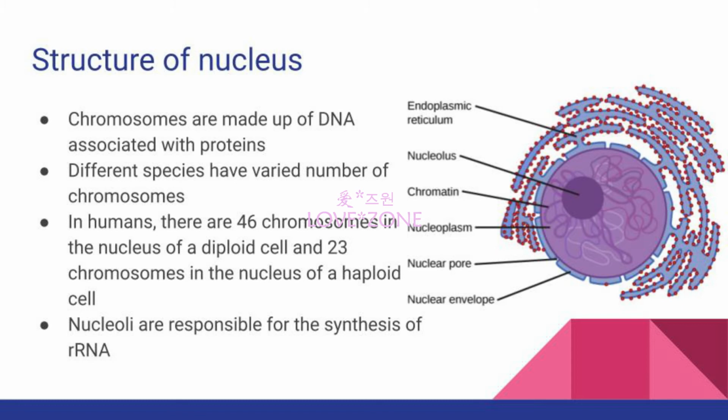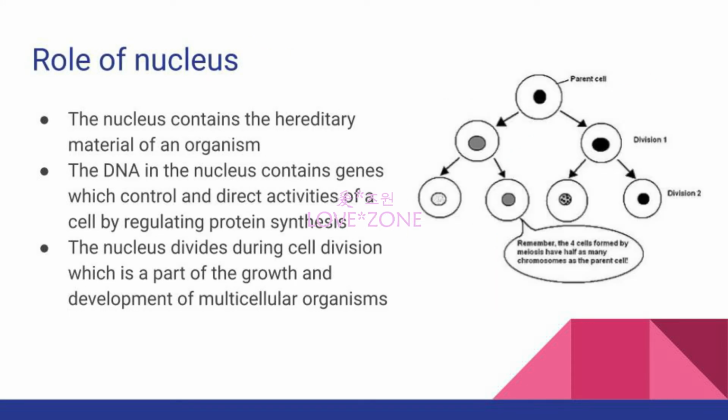For example, in humans, there are 46 chromosomes in the nucleus of a diploid cell and 23 chromosomes in the nucleus of a haploid cell. Nucleoli are responsible for the synthesis of ribosomal ribonucleic acid. The nucleus contains the hereditary material of an organism. The DNA in the nucleus contains genes which control and direct activities of a cell by regulating protein synthesis. The nucleus divides during cell division, which is a part of the growth and development of multicellular organisms.